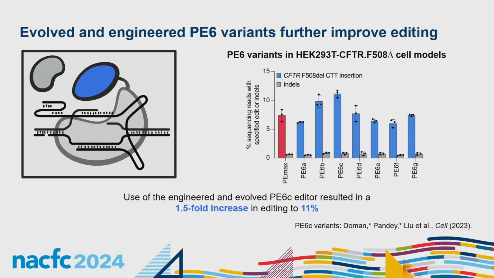Next, we investigated the reverse transcriptase component of the prime editor. So Smriti Pandey and Jordan Doman in our group used directed evolution to generate reverse transcriptase variants that functioned with higher efficiency in prime editing contexts. These are called the PE6 suite of prime editors. And we found one editor here, PE6C, that gave us about a 1.5x boost in editing in HEK293T cells.